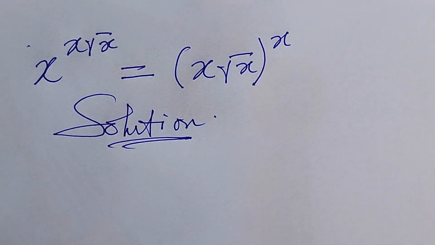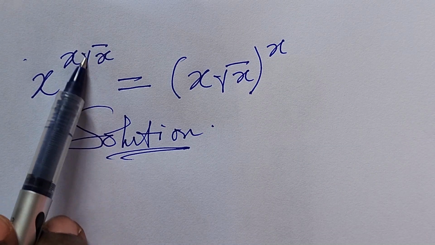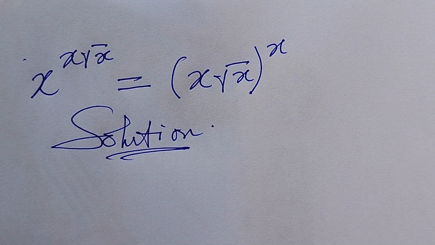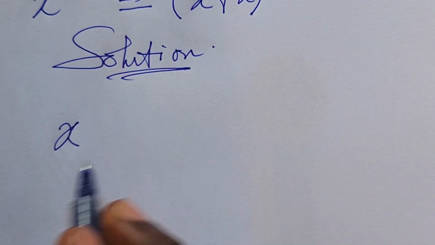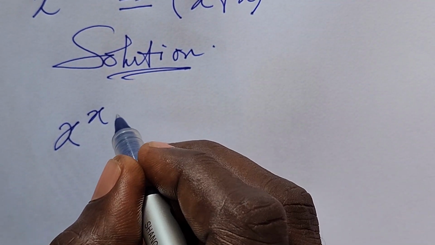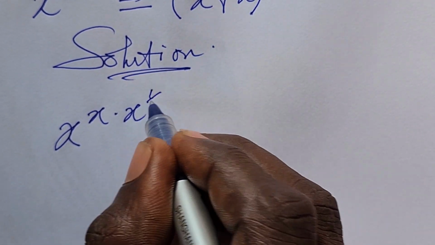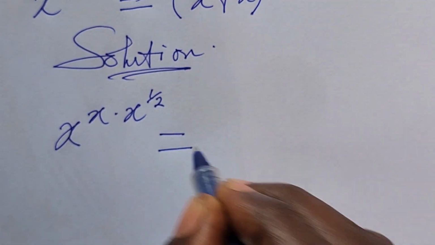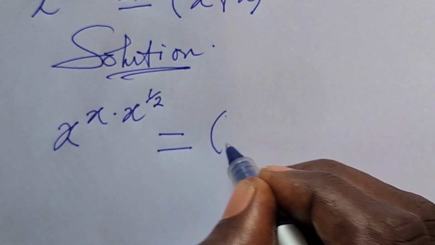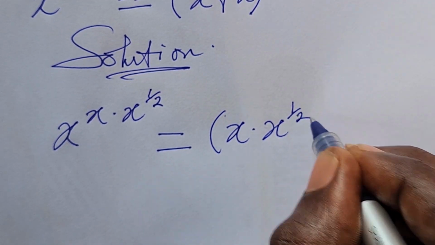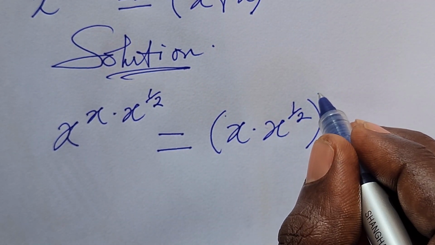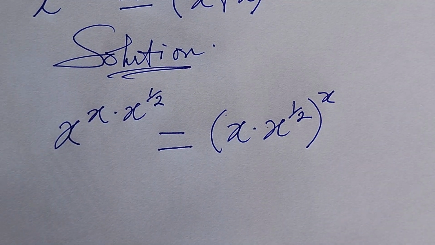The first thing we're going to do here is just to rewrite the radical we have here. We have a square root radical. So rewriting this will give us x to the power of x times x all to the power of 1 over 2. This is equal to, bracket open, x times x all to the power of 1 over 2, all raised to the power x here.